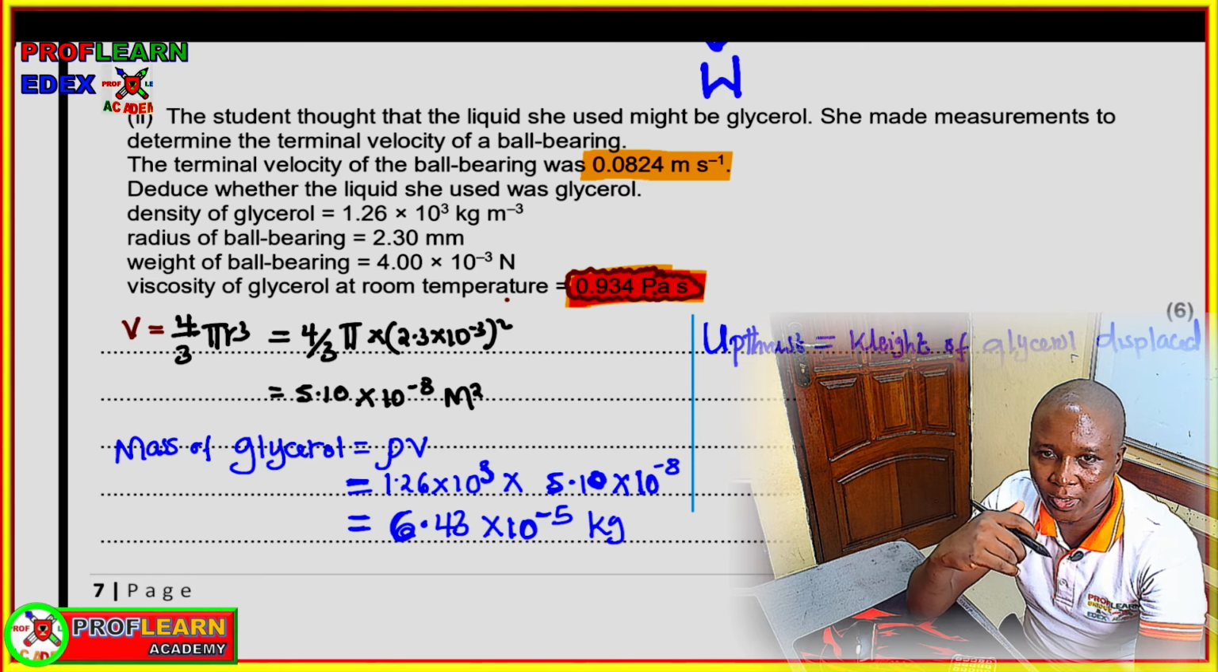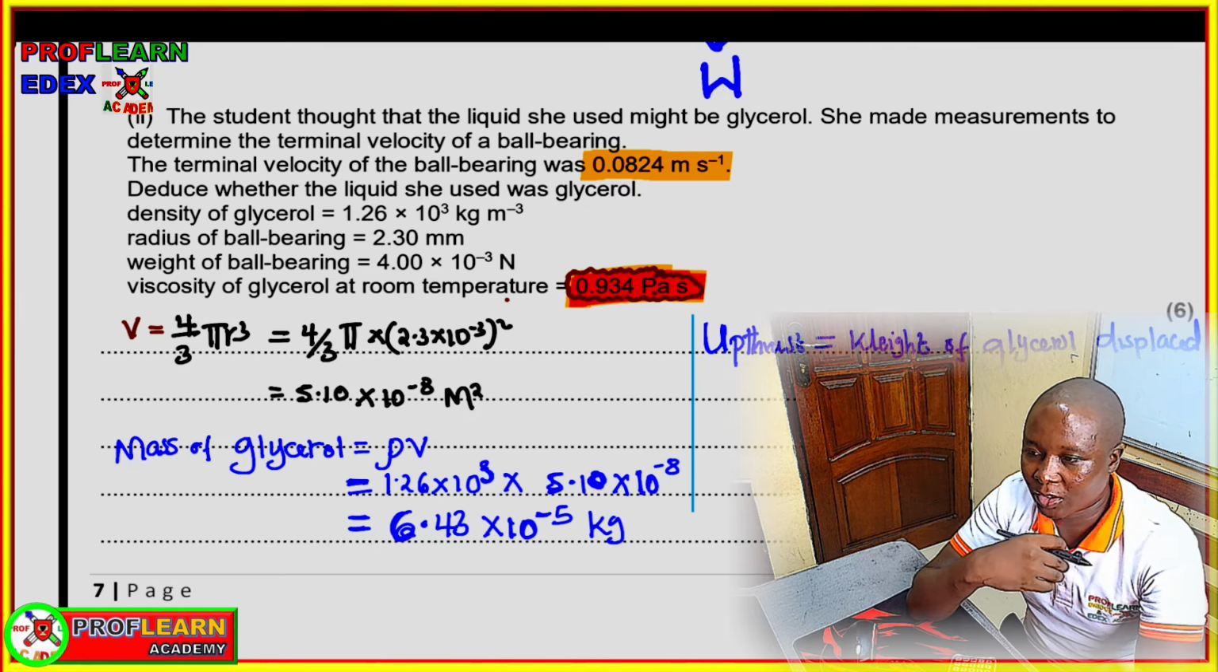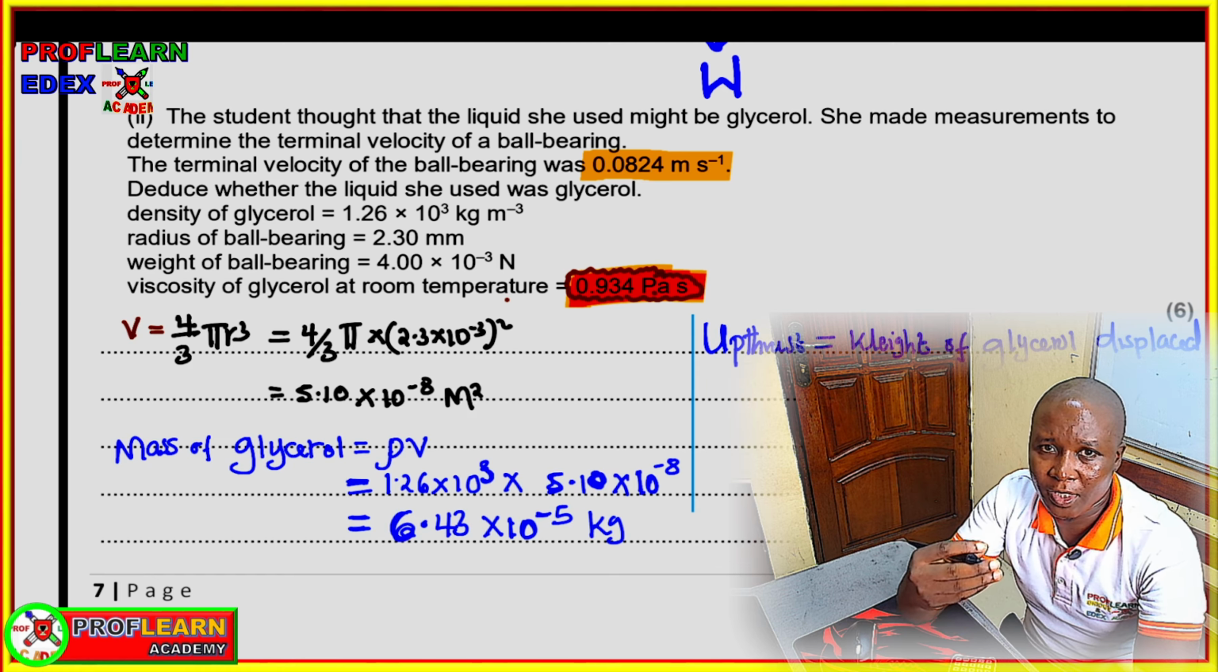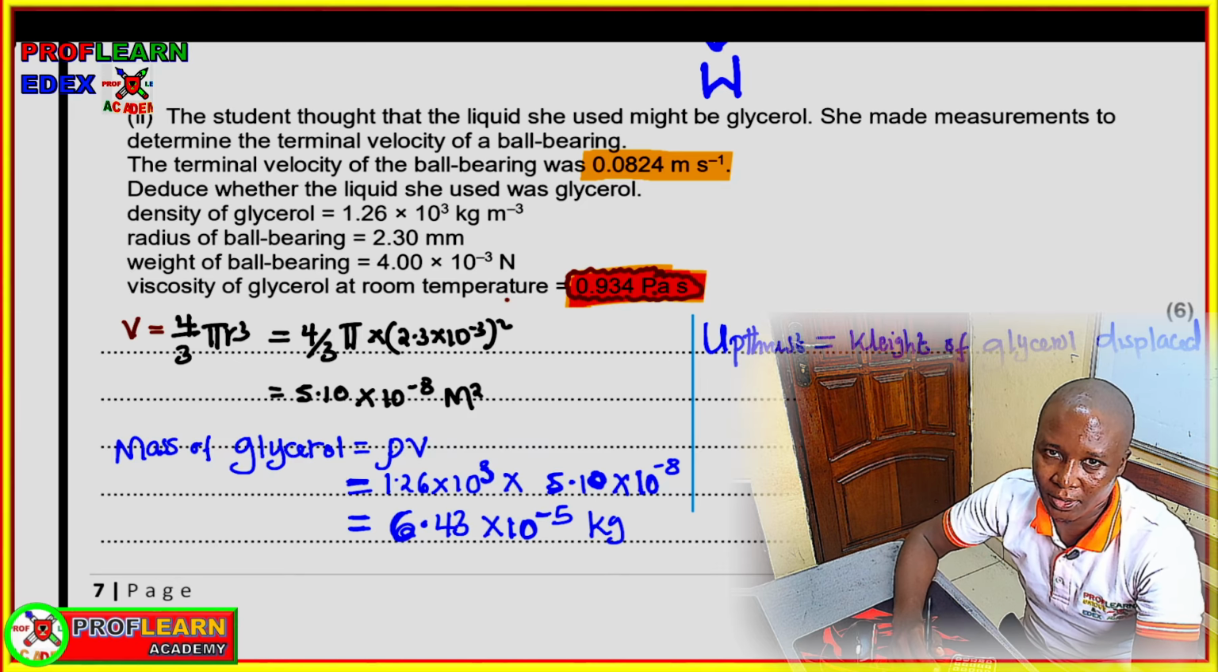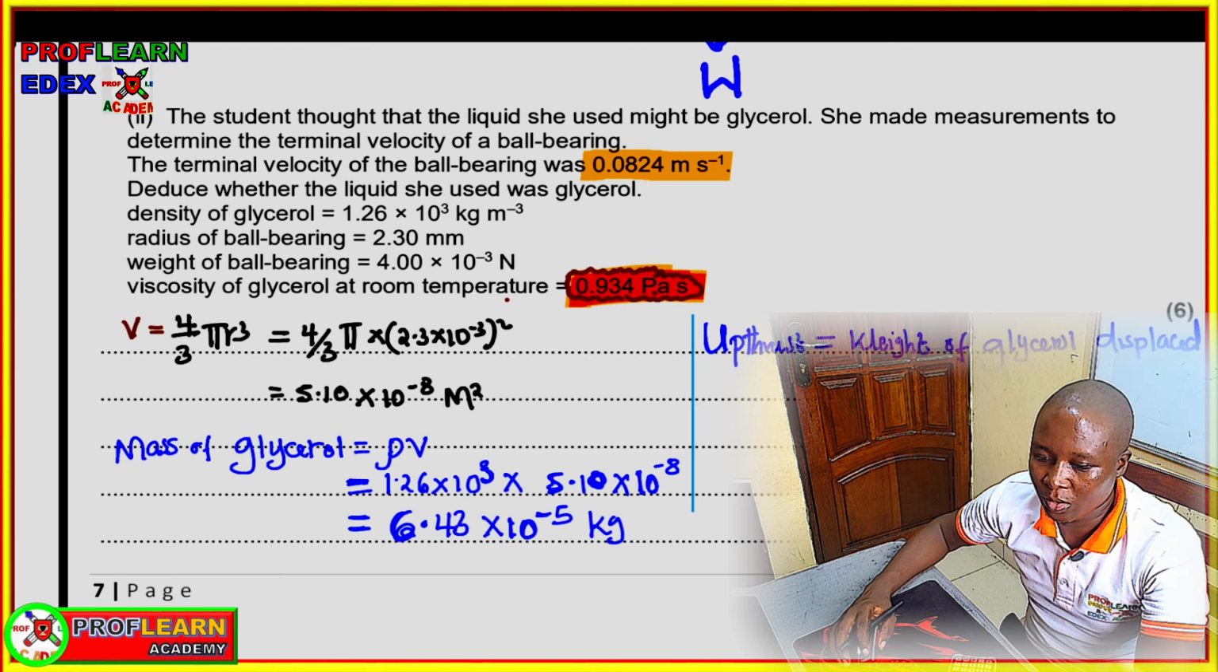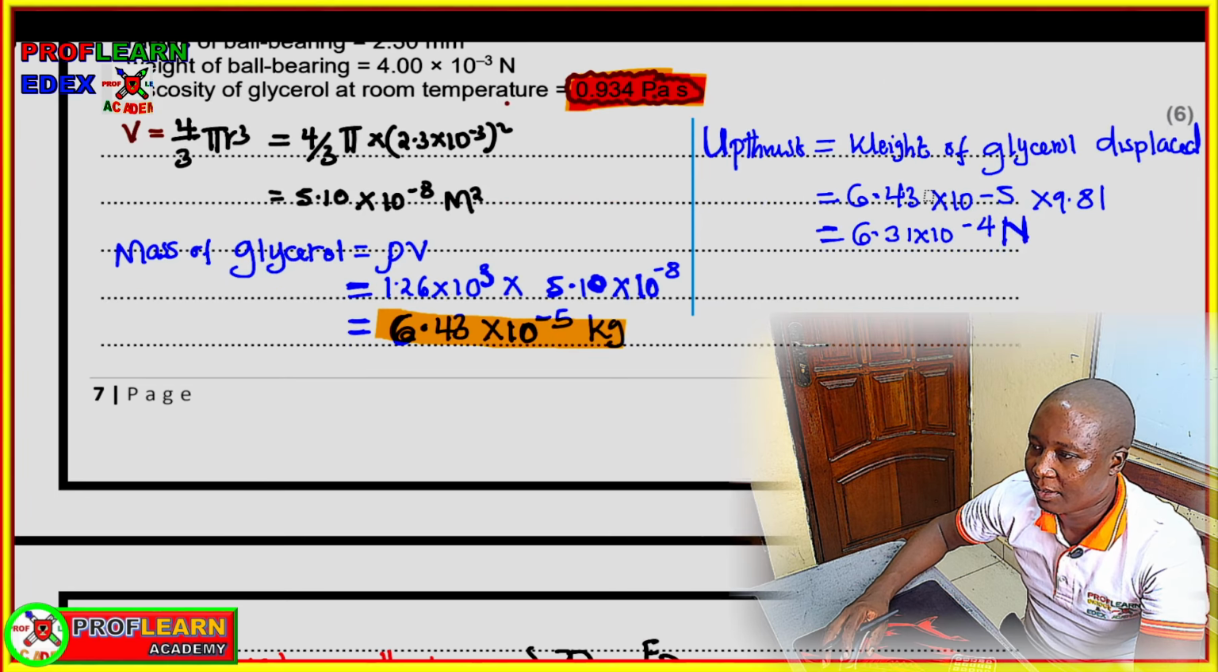Now if you work it out, you're going to get 6.43 times 10 raised to the power negative 5 kg. So that is the mass of glycerol. Then remember, this sphere is going to experience what we call upthrust force, and the amount of upthrust force it experiences is equal to the weight of glycerol that was displaced. So we shall use this value that we have gotten here as the mass, and in order to get the upthrust we can work it out here, because upthrust is equal to the weight of the liquid displaced.